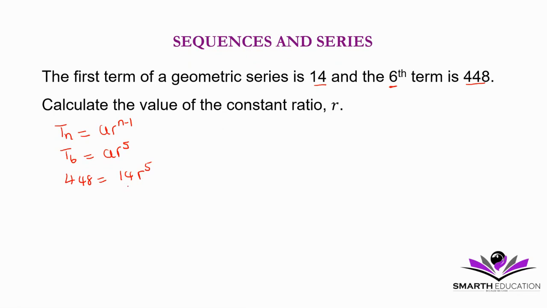Then we divide by 14 on both sides of the equation. Divide by 14 here, divide by 14. Okay, that 32 is equal to r to the power 5. 32 is 2 to the power 5. So we have 2 to the power 5 is equal to r to the power 5. The exponents are equal, so we can equate the bases. Therefore, r is equal to 2.